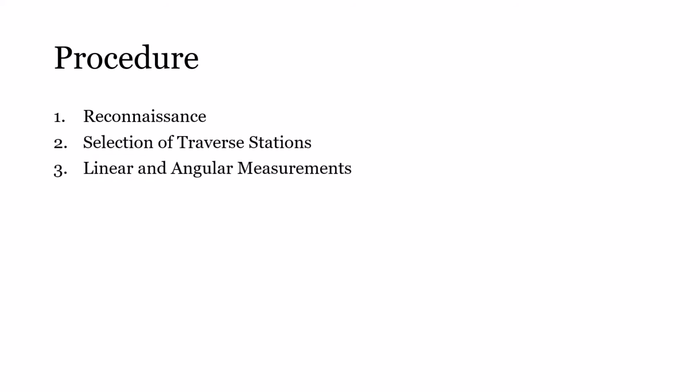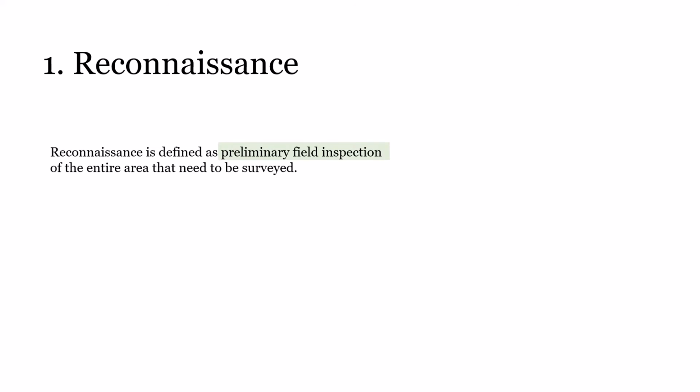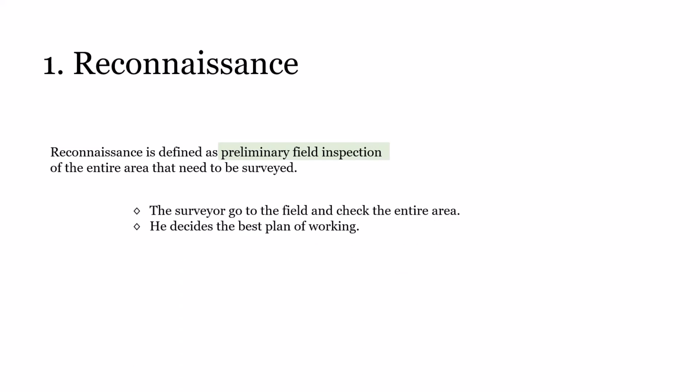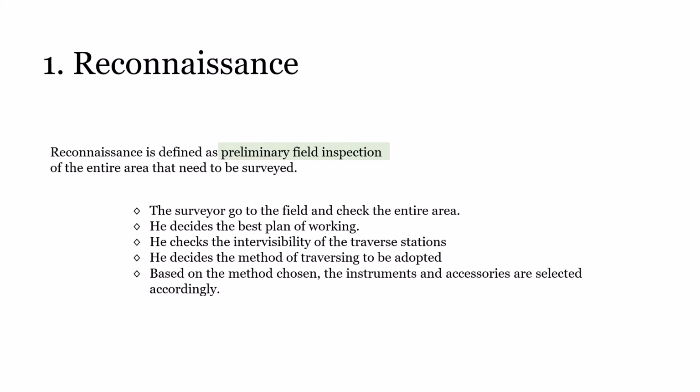What is the procedure to perform traverse survey? The steps involved in traverse survey are reconnaissance, selection of traverse station, linear and angular measurements. Reconnaissance is defined as preliminary field inspection of the entire area that needs to be surveyed. This involves the surveyor going to the field and checking the entire area. He decides the best plan for working. He checks the intervisibility of the traverse stations. He decides the method of traversing to be adopted. Based on the method chosen, the instrument and accessories are selected accordingly.